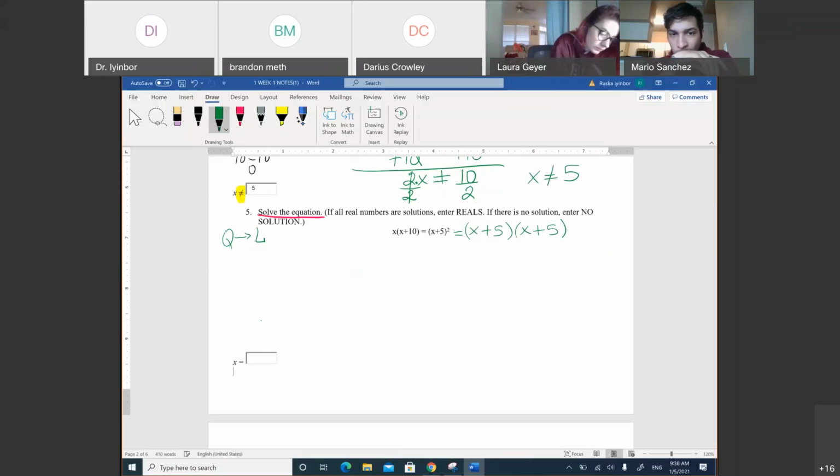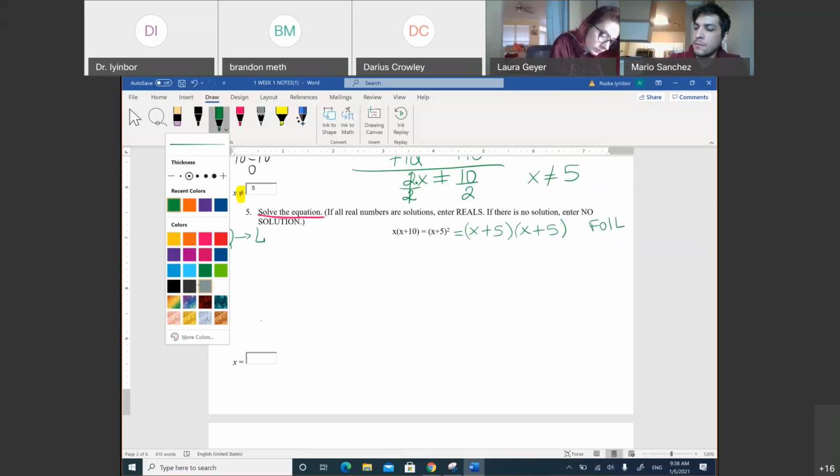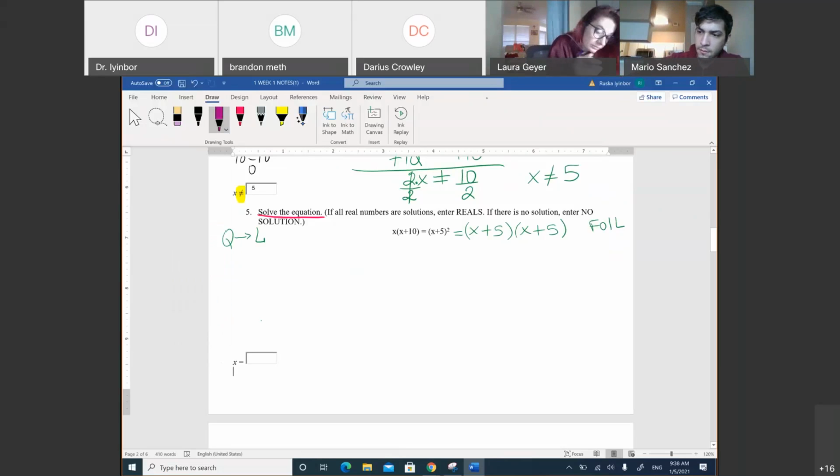So that's what you're going to do. You're going to FOIL. We're going to FOIL again, because x plus 5 square means multiply it two times by itself. So I'm multiplying x plus 5 two times. Okay? So we're going to do the parentheses first. So I'm going to start with multiplying. See, the left side has x, parentheses, x plus 10. You're going to multiply x times x and x times 10. That's what you're going to do first.